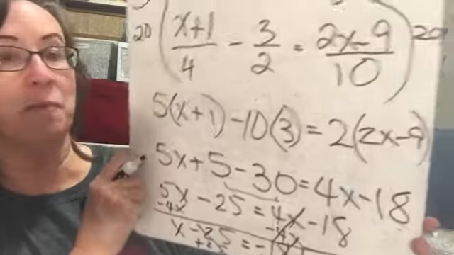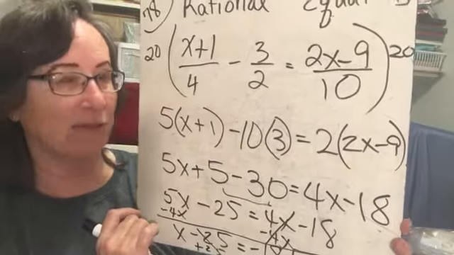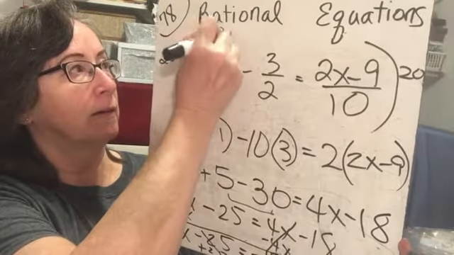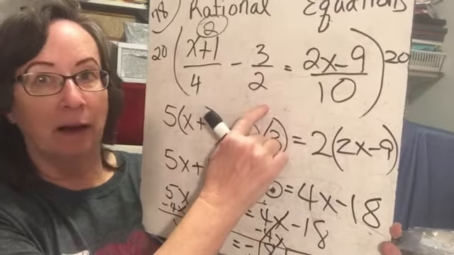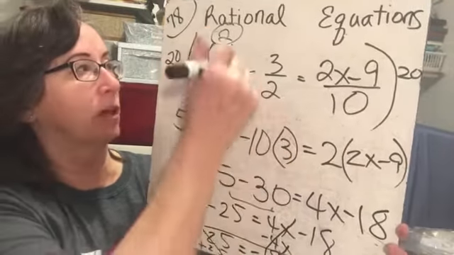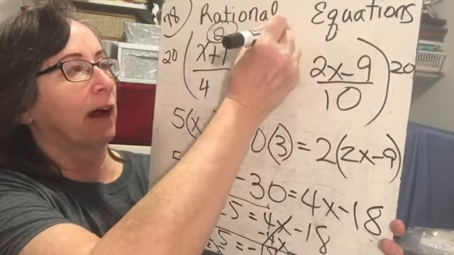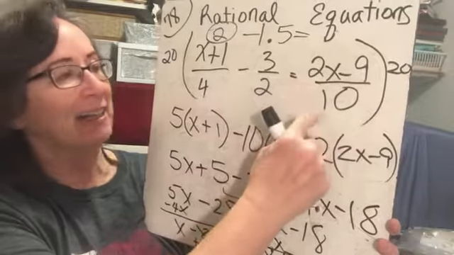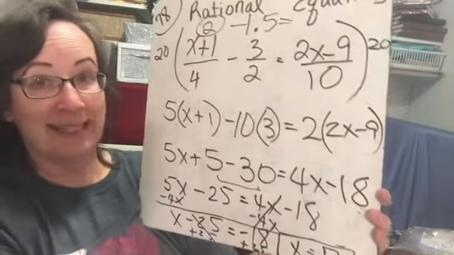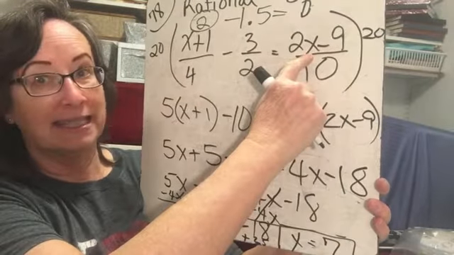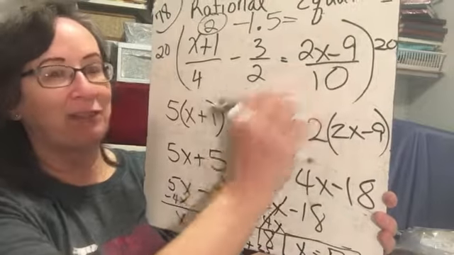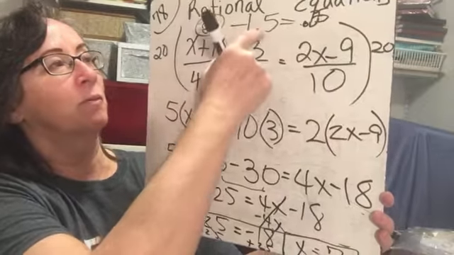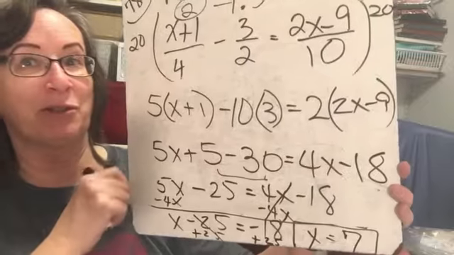x equals 7. So let's go back to the original and see if 7 works. 7 plus 1 is 8. 8 divided by 4 is 2. Okay, 3 divided by 2 is 1.5. So 2 minus 1.5 equals... All right, so then this one should equal a half, right? 2 times 7 is 14, take away 9 is 5. 5 divided by 10 is 1/2 or 0.5. So is 2 minus 1.5 equal to 0.5? Yes, it most certainly is.